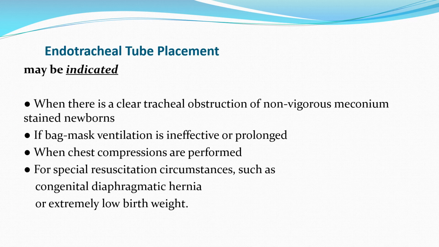Endotracheal tube placement may be indicated when there is clear tracheal obstruction of a non-vigorous meconium-stained newborn, if the bag and mask ventilation is ineffective or prolonged, when chest compressions are performed, and for special circumstances like congenital diaphragmatic hernia or extremely low birth weight infants.